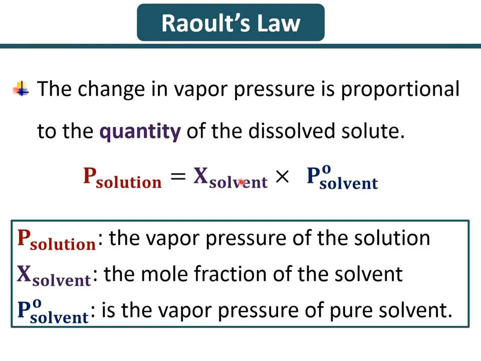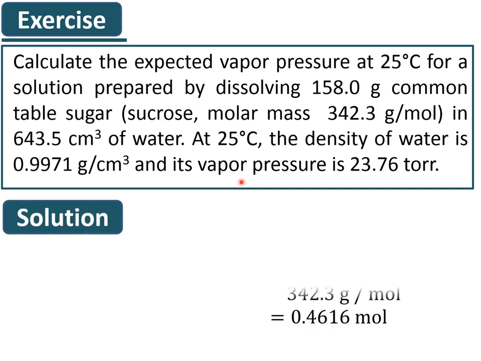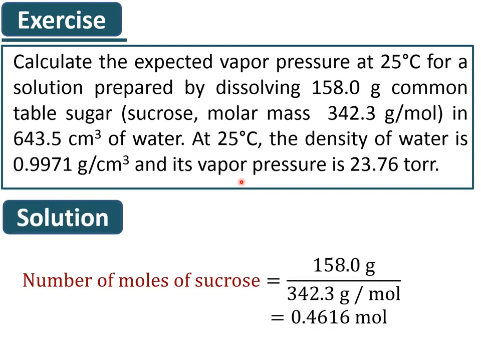Okay, exercise: calculate the expected vapor pressure for a solution prepared by dissolving a given amount of common table sugar, which is sucrose, and this is the molar mass of sucrose, in this volume of water at 25 degrees Celsius. You are given the density of water and the vapor pressure of pure water at that temperature. So we need to apply Raoult's law, and Raoult's law requires us to calculate the mole fraction of the solvent.